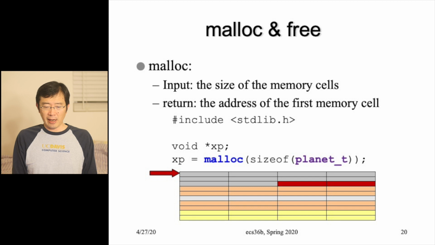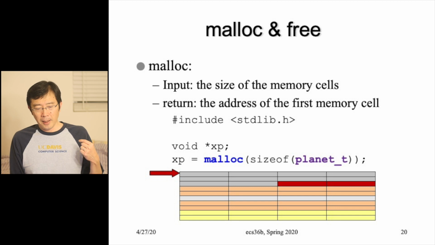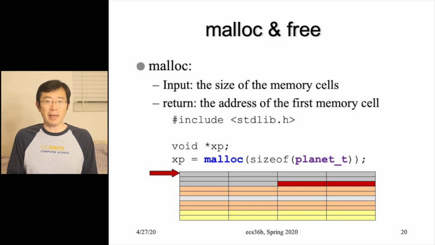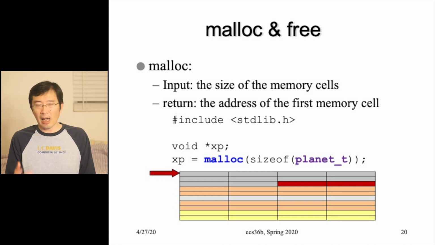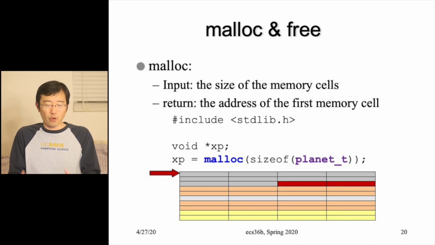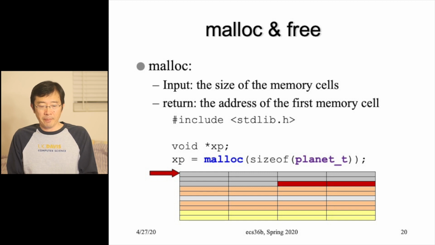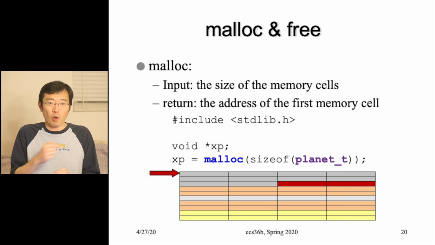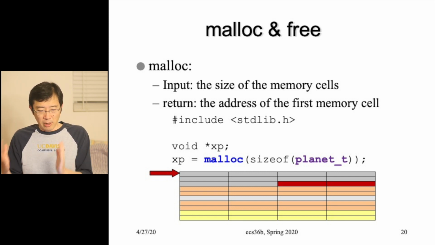So for example, in this example XP is a generic pointer, and with malloc you have to tell the malloc library how many memory bytes I need to allocate. By the way, here is a structured data type called planet type. Whatever sizeof planet type is, that many bytes, malloc is going to give you a chunk of memory that's enough to store a copy of the planet T. And then the address of the first byte will be returned to XP. So XP will be storing a pointer pointing to this particular structure.